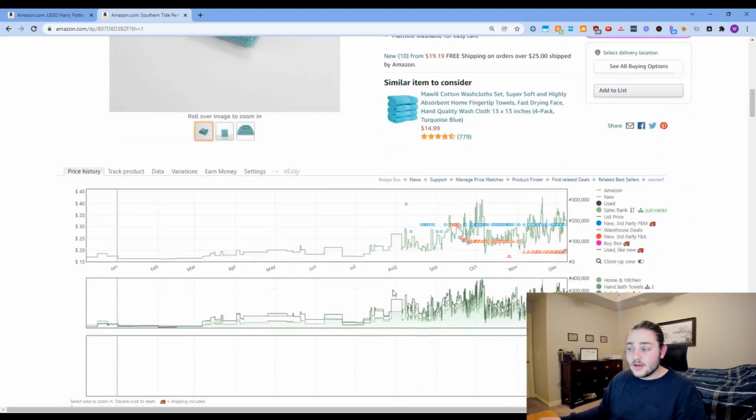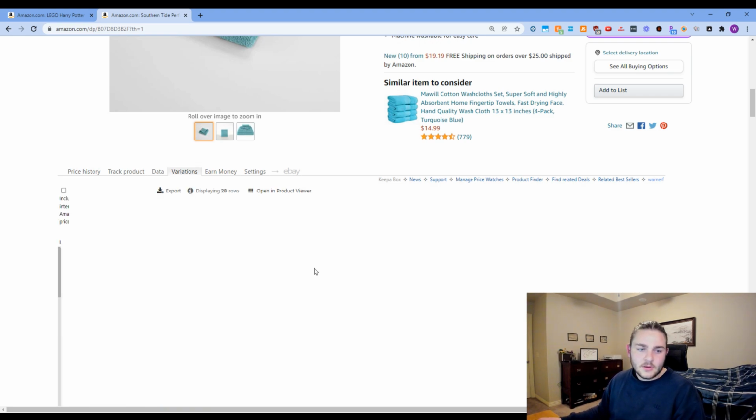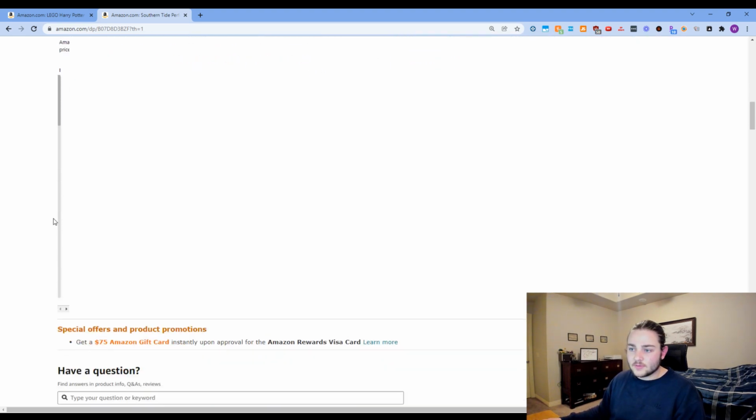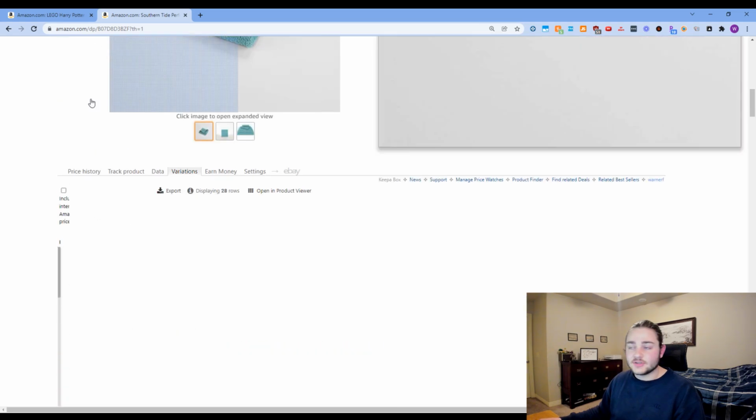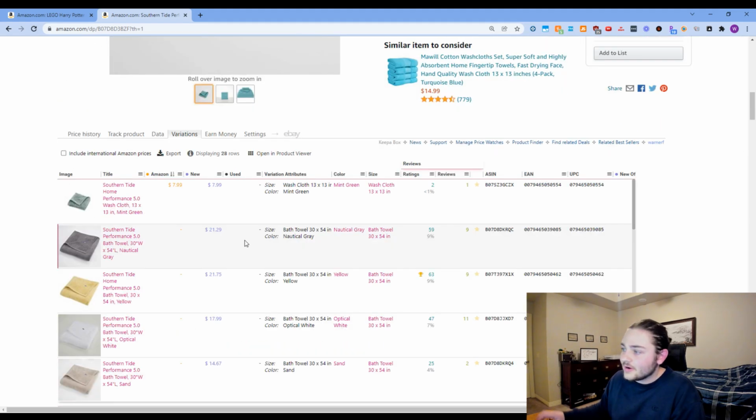But you can actually use a very awesome feature of Keepa. I use this one all the time. You can press this Variations tab here, and this is going to show you all of the different products on the Amazon listing. Well, it looks like it's glitching out. Give me a second here. All right, quick little refresh, fixed it there. Little hiccup in the road.